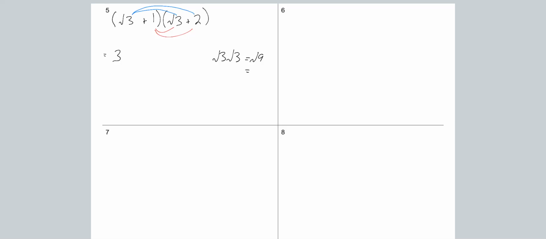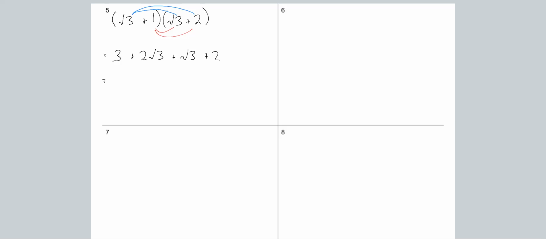That doesn't always work though. It doesn't work with cube roots. You'd need 3 of them: cube root 3 times cube root 3 times cube root 3. I reckon you can figure it out if you think about it. Okay, moving on. Root 3 times 2 is 2 root 3. 1 times root 3 is root 3. And 1 times 2 is 2.